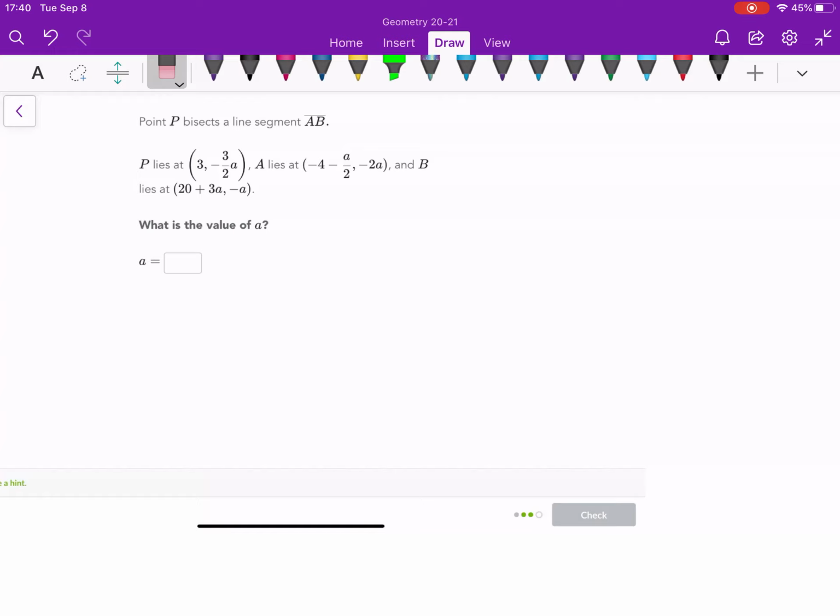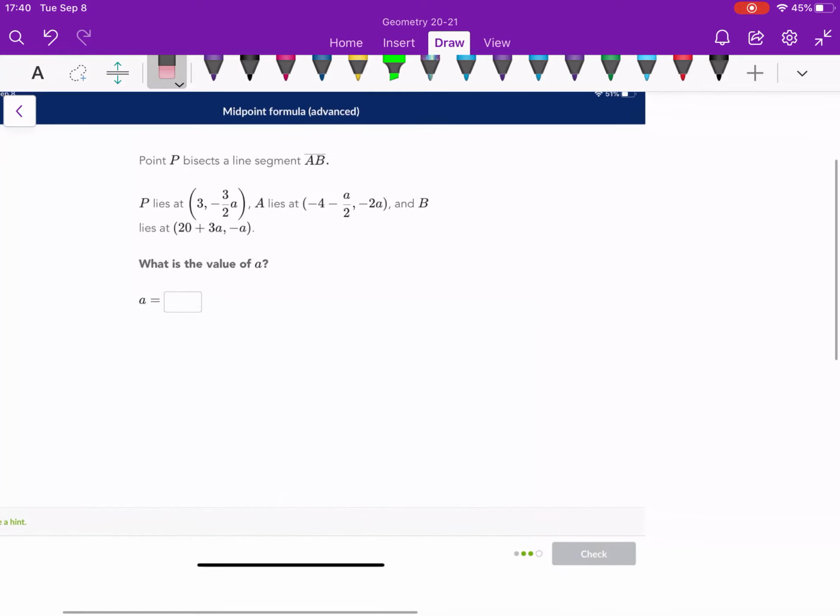Here we have an example from the Midpoint Formula Advanced exercises. And we're going to go over this in class. So I'll help you get this set up and see if you can take it from there. But we will talk about this in class.